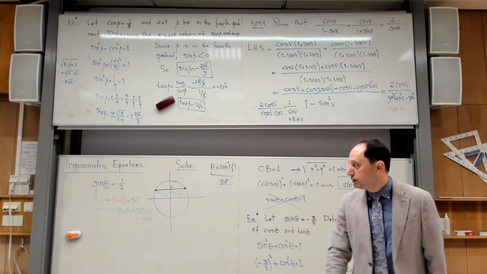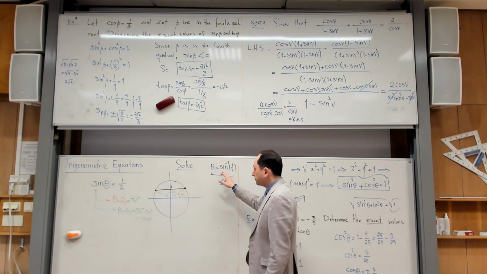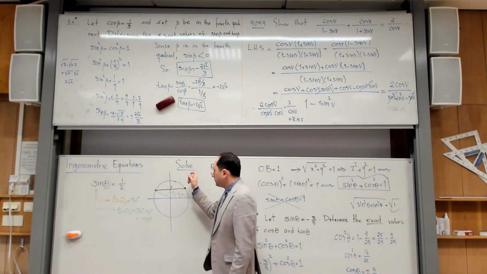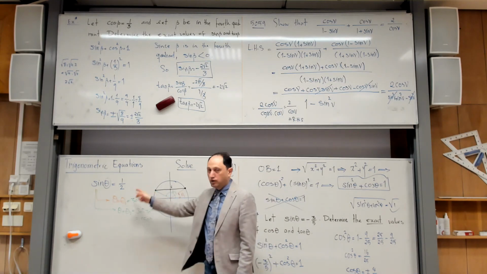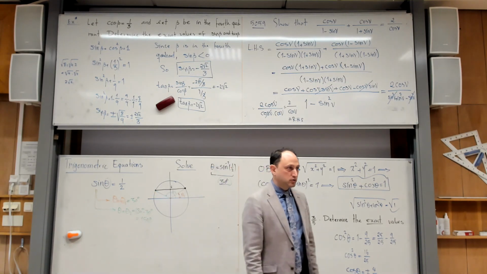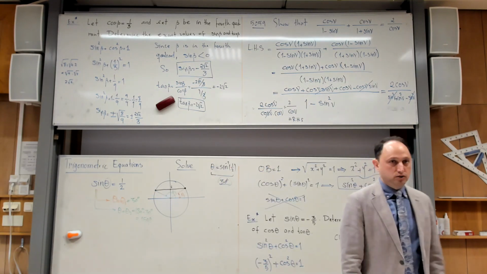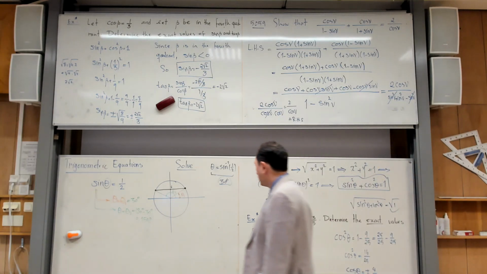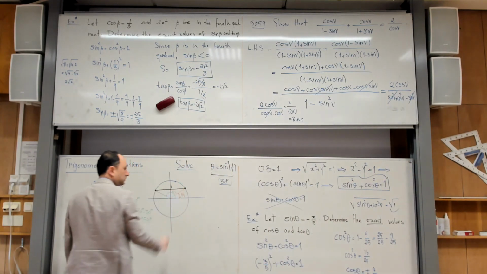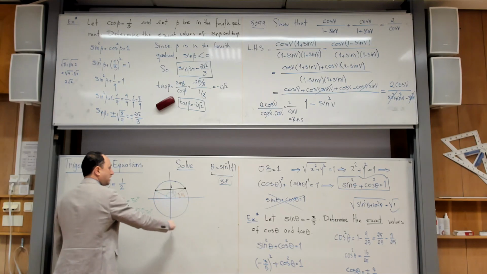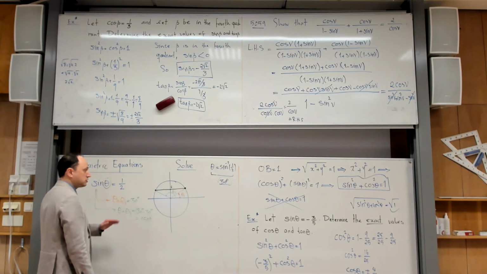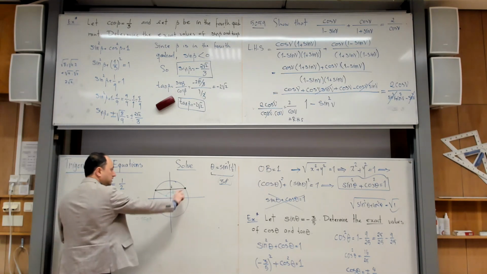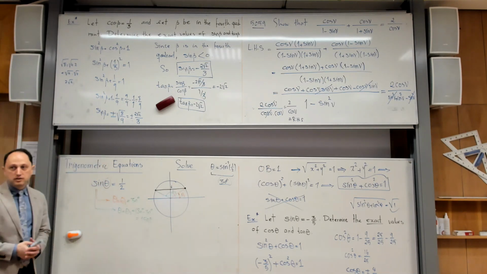But with the word solve, you have to be careful. Are there other angles whose sine is equal to 1/2? And the answer to this question is clearly yes. Why? Because if I start from here and go 1 full round, I come back exactly at the same point. Even though the angle has changed, the height is the same and the sine remains the same.